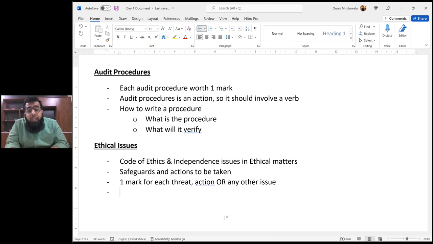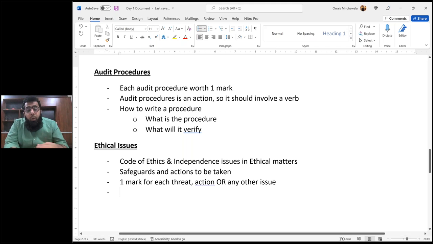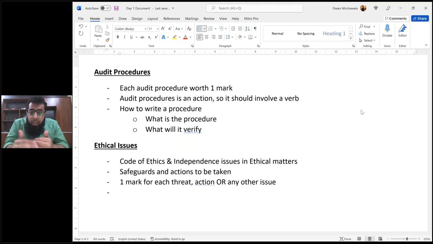So what you need to understand is that in AAA, what the examiner wants is that while you are developing the ethical issues, you should have an ability to evaluate. Rather than just identifying the issues, rather than just identifying their impact, the examiner wants you to develop small points on evaluating the issue.